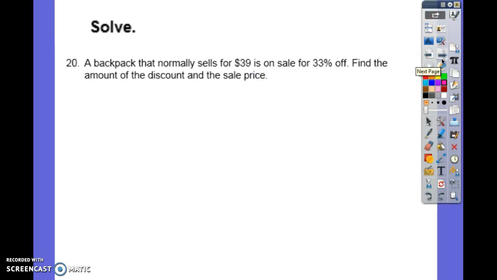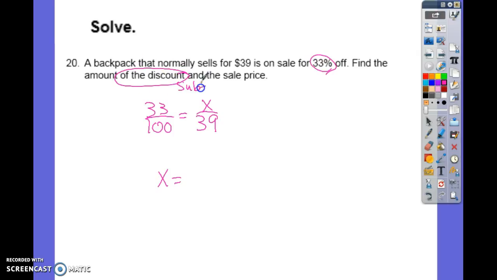Number 20. A backpack that normally sells for $39 is on sale for 33% off. Find the amount of the discount and the sale price. So we are going to need to figure out what is 33% of $39. So we have 33 over 100 equals x over 39. When we solve that proportion, we are going to get an answer. That will be x. Since this is a discount, we are going to be subtracting.